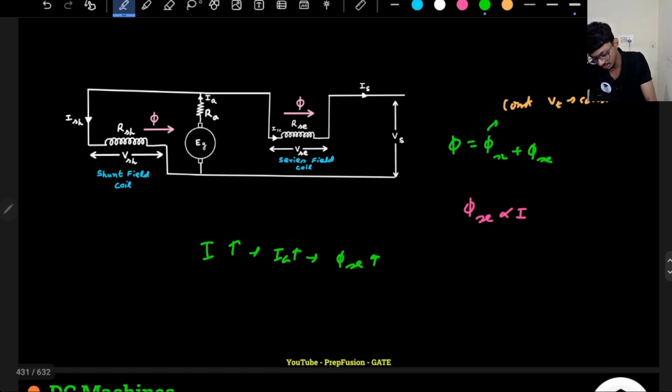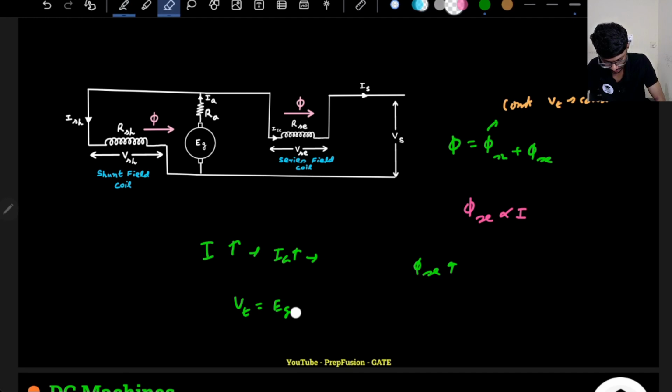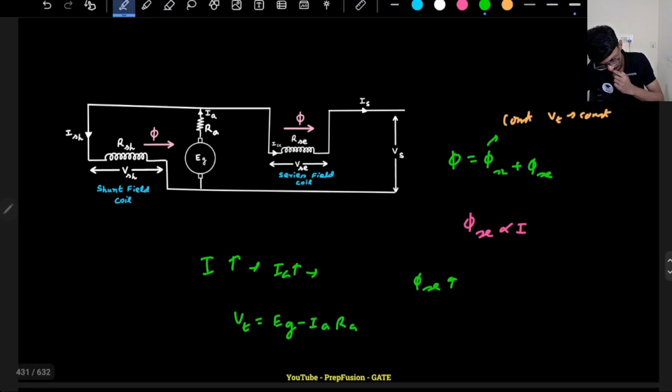So if the armature current is increased, what do I know? If the armature current is increased, my Vt is equal to Eg minus Ia Ra. So when the armature current increases, Vt will reduce. If Vt reduces, what will happen? The shunt flux will reduce, right? But what have I told you? The series flux will increase, correct?